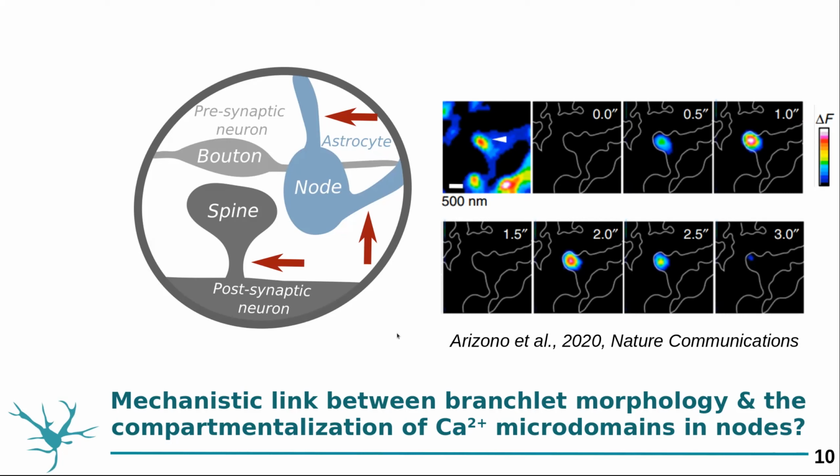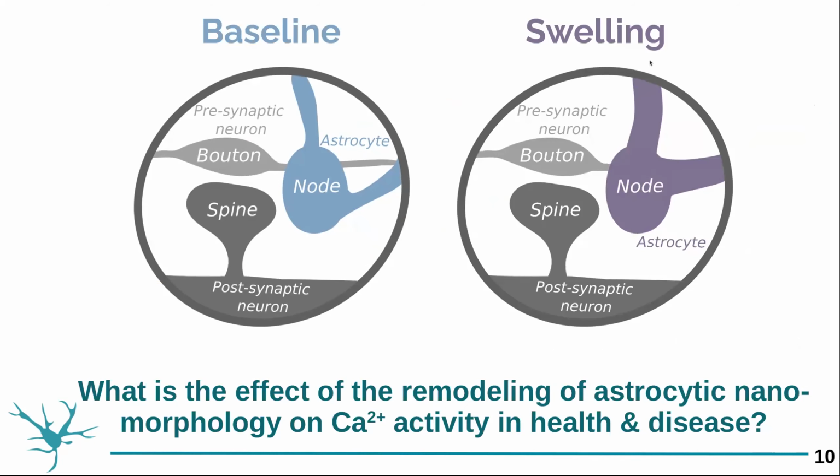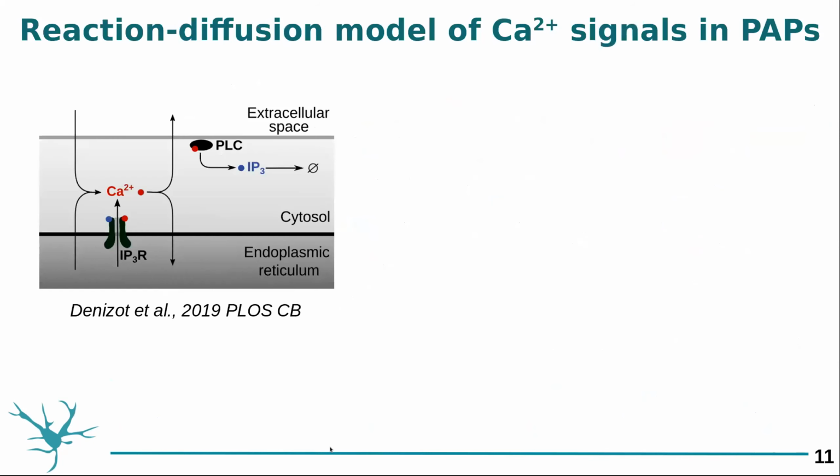So the goal of this study is to investigate whether this fact that calcium signals are in nodes is due to the morphology that we can observe at the nanoscale, and whether the changes of this nanoscale morphology induced by swelling in disease states affect calcium activity. So to do that, we have been using the reaction diffusion model that we published in 2019 in PLOS Computational Biology. So this is a very simple model that is modeling IP3 receptor mediated calcium activity in single processes.